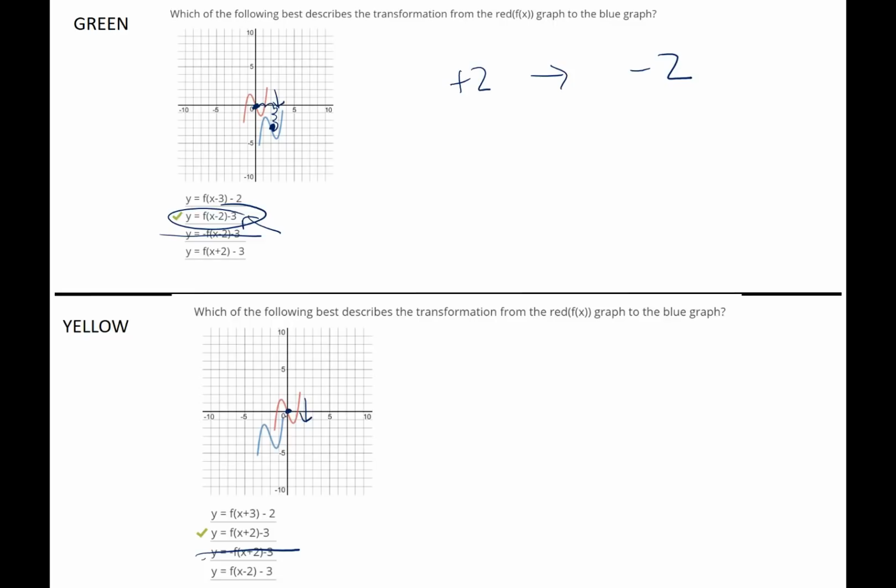Here, to go from that to that, I'm going to go 1, 2 in the negative direction, but remember it has to switch sign, so it's got to be +2. So notice I have a +2 right there. And then I'm going down 1, 2, 3, so it went down 3. So it's got to definitely be that one there.